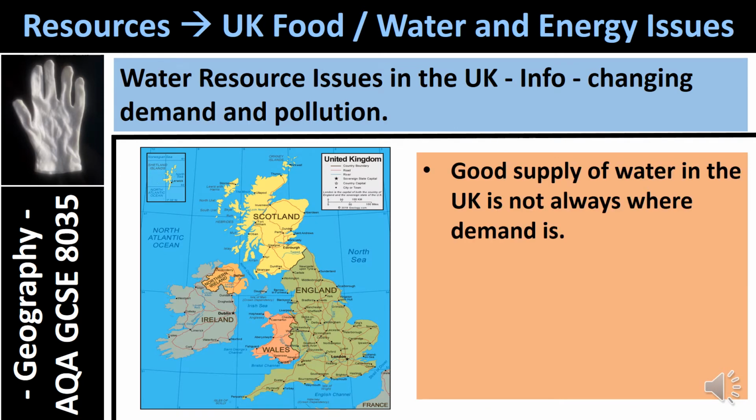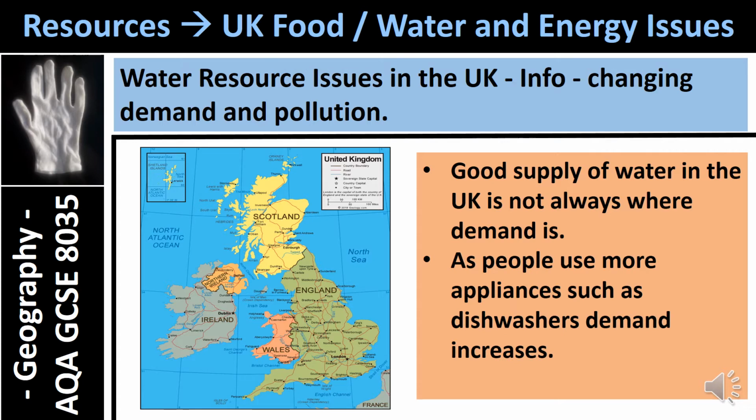Good supply of water in the UK is not always where the demand is found. As people use more appliances such as dishwashers, demand for water increases. Also, population density has a high influence on the demand. This, however, is not always where the supply of water is found.